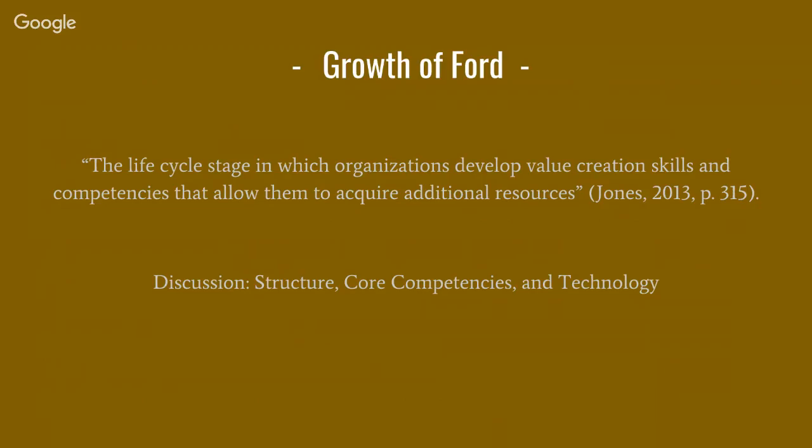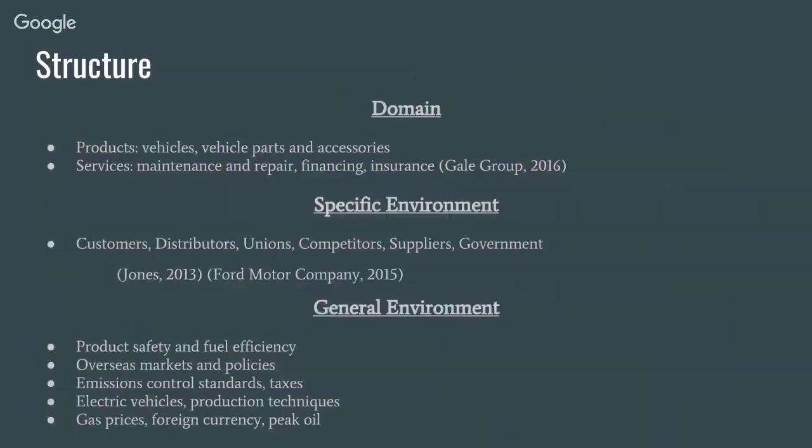Now we will discuss the growth of Ford. This is the life cycle stage in which organizations develop value creation skills and competencies that allow them to acquire additional resources. According to Jones, an organization structure is the formal system of tasks and authority relationships that control how people coordinate actions and resources to achieve organizational goals. In order to understand Ford's current structure, we must discuss its domain and environment.